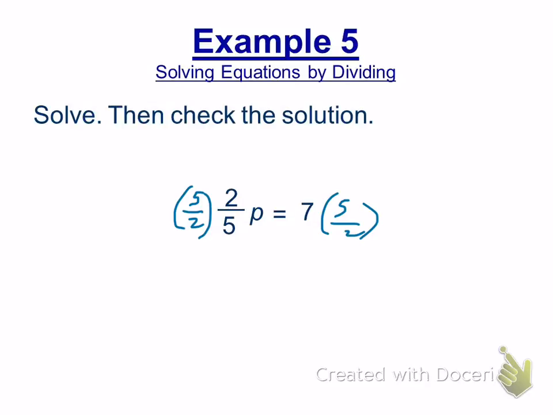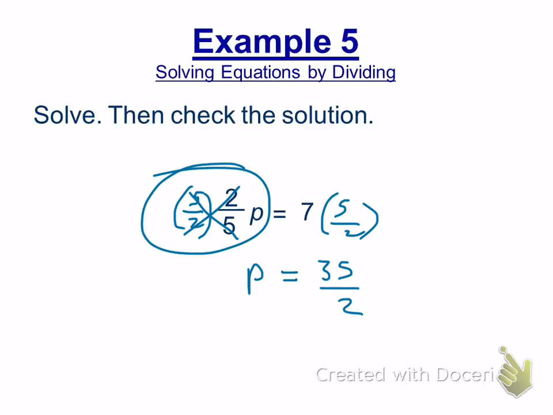And then we can jump straight to the solution. So if you're going to change it, I'd rather you do it this way. So the 2's cancel, the 5's cancel, we're left with P equals 35 over 2. And this takes us back to a lesson, I forget what lesson it was, but it's the inverse property of multiplication or multiplicative inverse. If you multiply a number by its inverse, it's equal to 1. So we can do that.